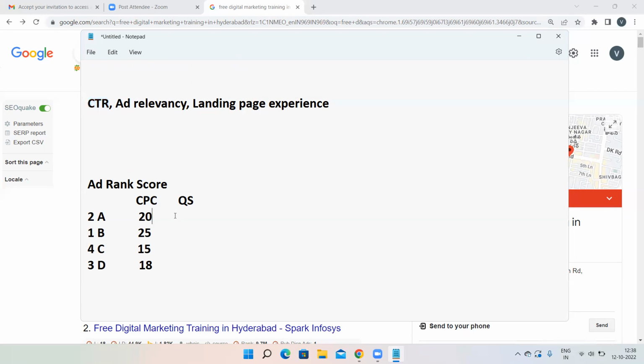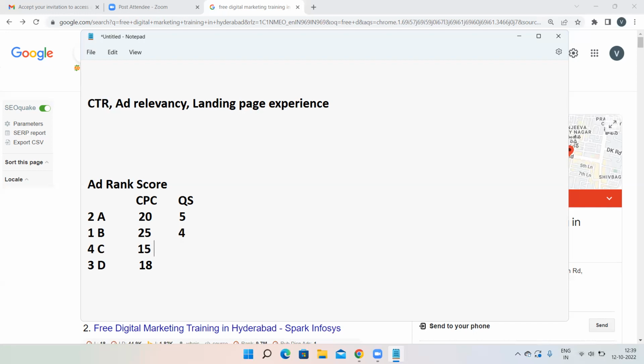So I'm just assuming that A's quality score might be 5 out of 10. And here the CPC of B is 25, which is more than A. But let's assume ad relevancy and landing page experience of B are extremely bad. We do not know if ad relevancy is equally good or bad. I'm just assuming that though his CPC is good, maybe his ad relevancy and landing page experience are bad. So I'm giving a quality score of 4 over here.